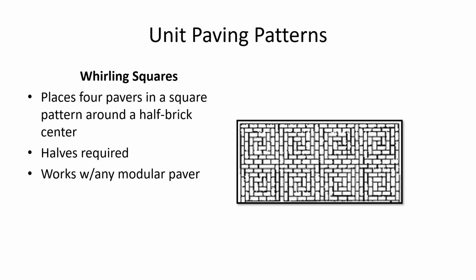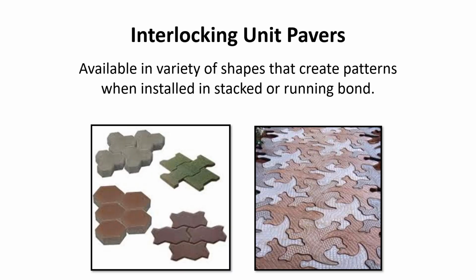And then the whirling squares, very difficult to do, but actually cool looking. Again, I could see this in some type of English cottage gardening or at a botanical garden or arboretum. Walking down it with formal plantings on either side would really look cool. This places 4 pavers in a square pattern around a half brick center. Halves are required, and it still works with any modular paver, both brick and concrete.